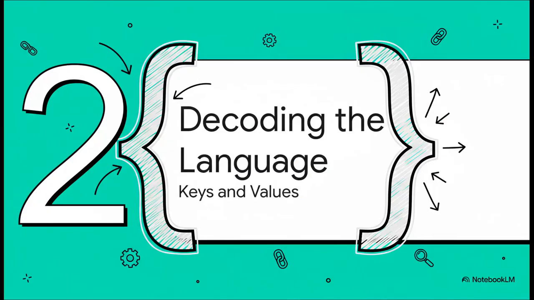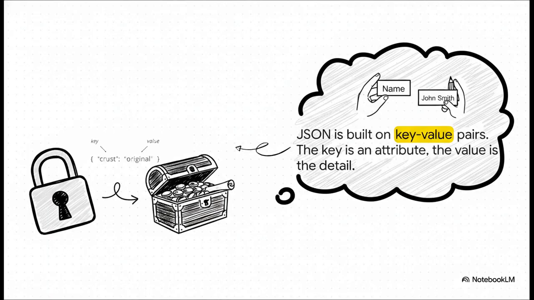Okay, so how does this language actually work? You might be surprised by just how simple and honestly intuitive it is. The entire structure of JSON, the whole thing, boils down to one simple idea: key-value pairs. Just think of the key as a label, like name, and the value as the information itself, like John Smith. It's really just like putting labels on boxes so you know what's inside.